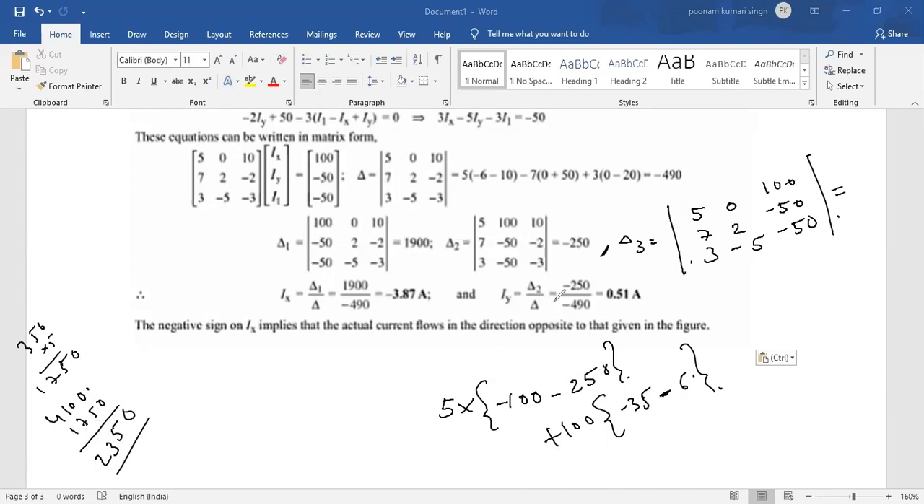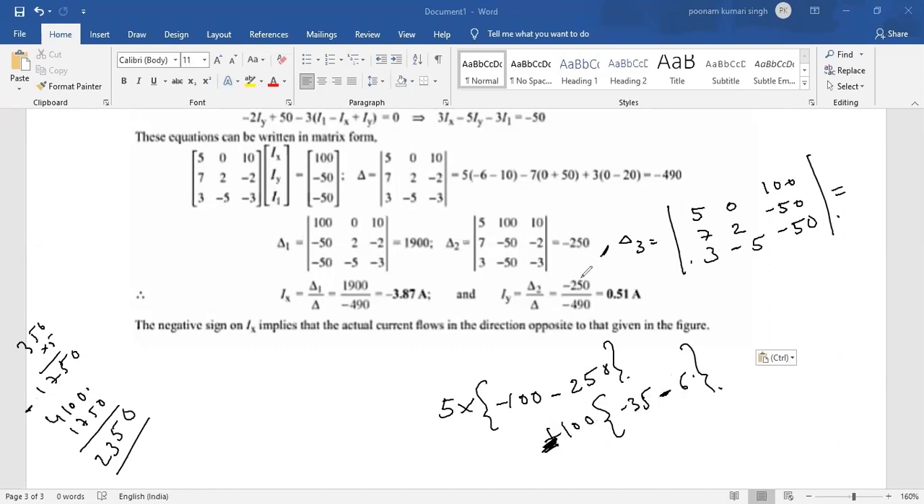Okay, let's see how we did it. 5 into this is minus 100, minus of this 2 is positive 250 with a minus sign. So 350 into 5 is 1750. Now this part is 0, so I'll use this as 100. So 100 multiplied by 7 into minus 5 is minus 35, 3 into 2 is 6 with a minus sign. So this is 4100 with a minus sign, and this is also with a minus sign.